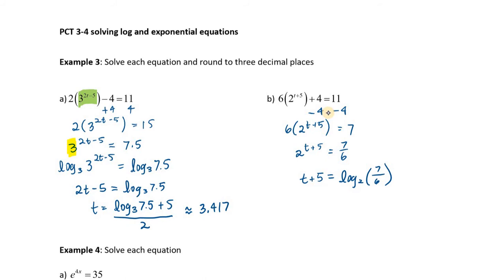So what I did is I skipped this stage right here. I just went straight to the next stage. Then I'm going to add 5. So log base 2 of 7 over 6. Oh, I'm sorry, subtract 5. Subtract 5. And when you plug it into your calculator, you end up getting this as the result.